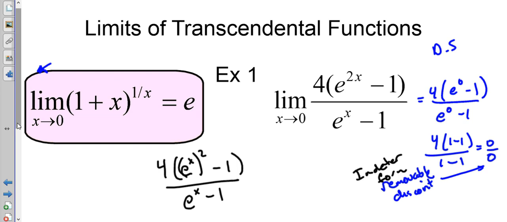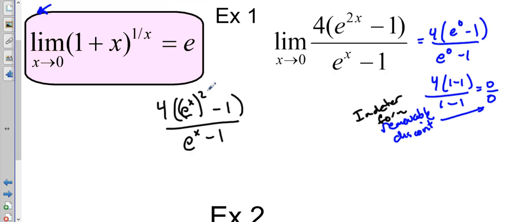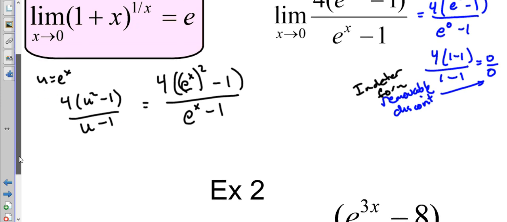The reason why we did this is that e to the x squared is very similar to if I had u equals e to the x. How would you solve that? If I rewrite it like so, it would be u squared minus 1 over u minus 1. From here, we would simplify this, and we have u squared minus 1, which we can write as the difference of squares: u minus 1 times u plus 1.